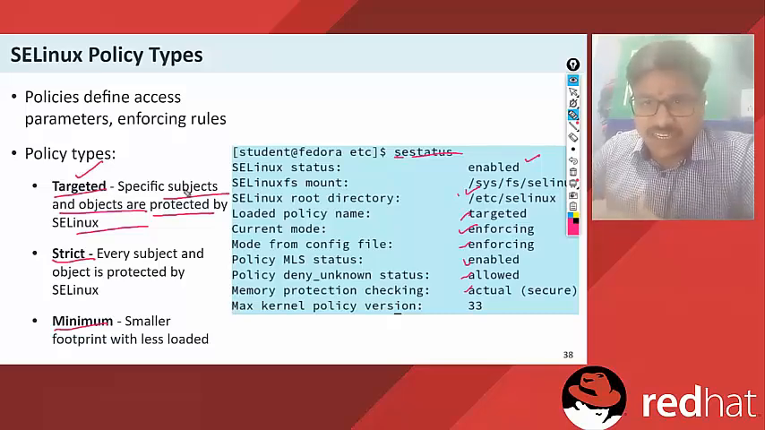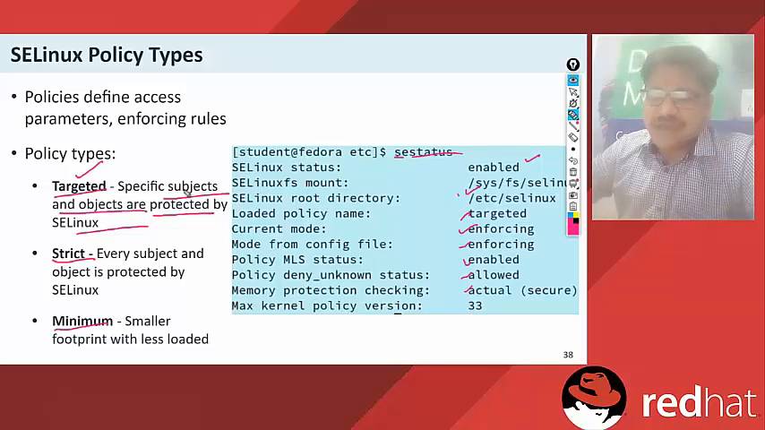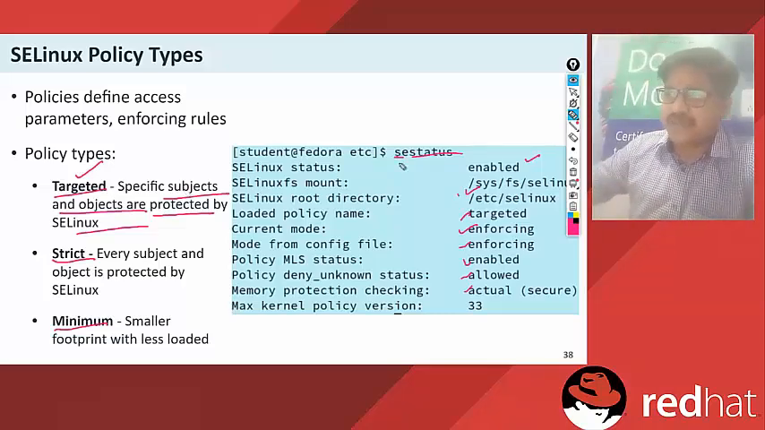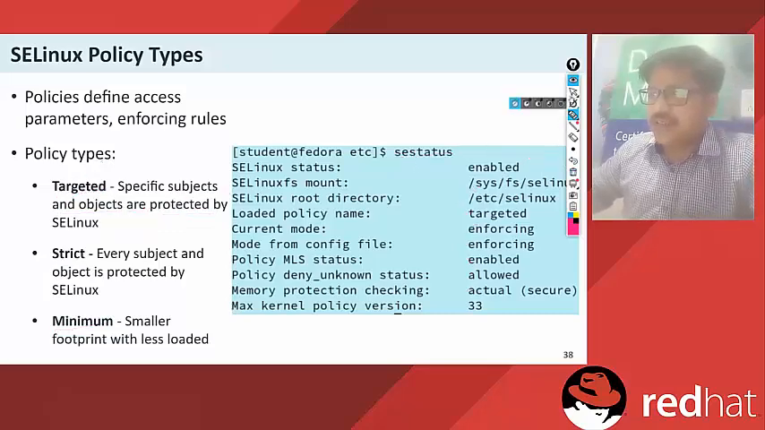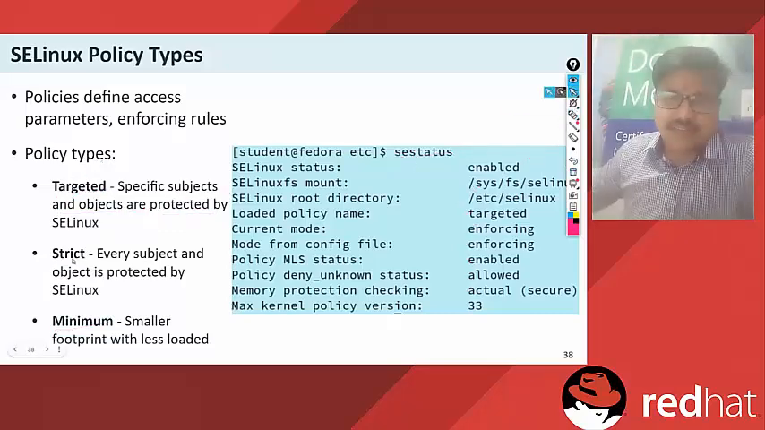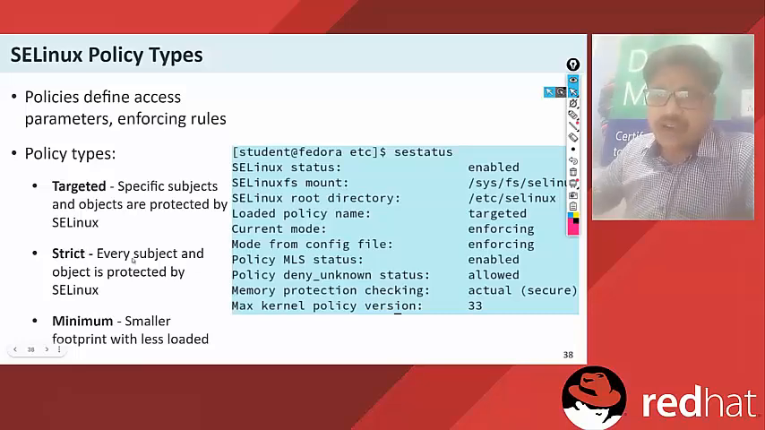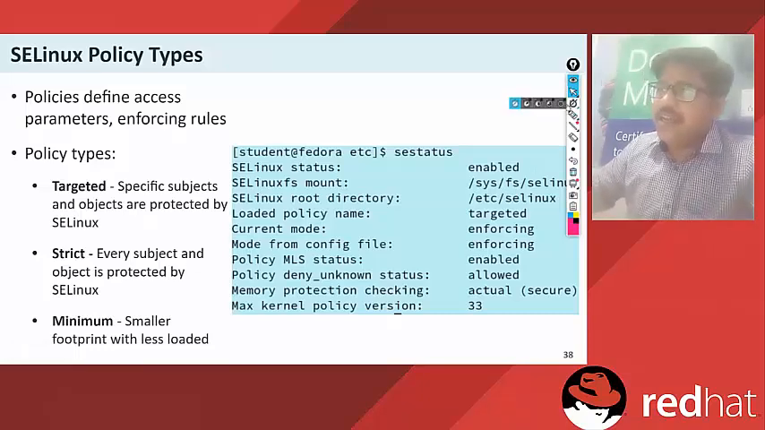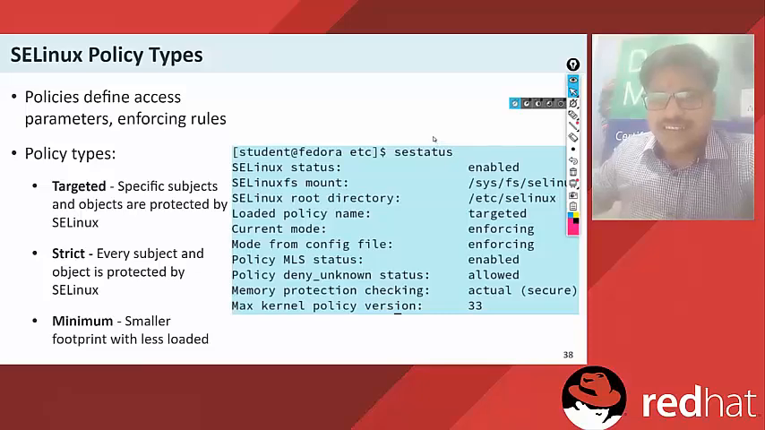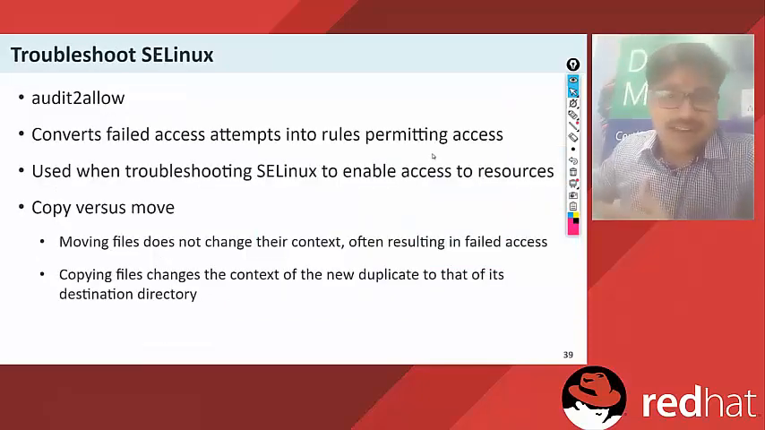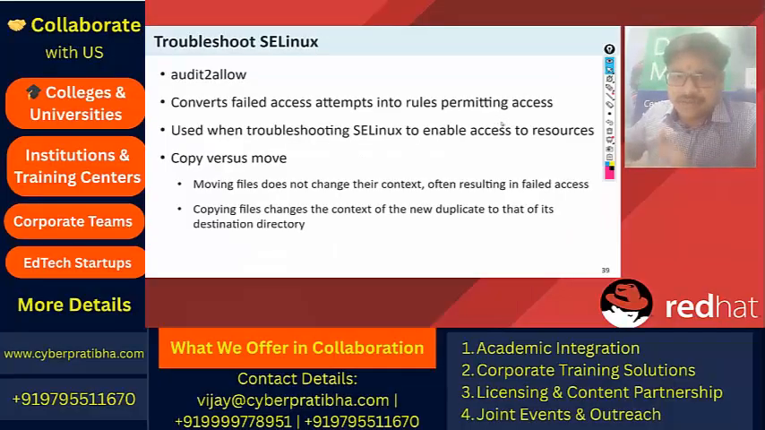Minimum is not recommended. Generally use the strict policy because it is implemented on all subjects as well as all objects. Got it? So generally use strict SELinux. Mostly, why? Because all the subjects and all the objects must be protected if your system is internet facing, like when you are running a web server, SSH, or FTP, where a person can upload data.